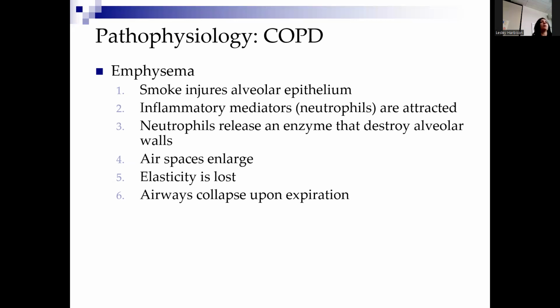And then sometimes when the body overcompensates, just like you can think of periodontal disease, the body's trying to fix something, but because there's this chronic inflammation, you end up losing bone and all the supporting structures. So that happens in any kind of chronic inflammation scenario. The airspace is enlarged, there's loss of elasticity, and the airway collapses upon expiration.